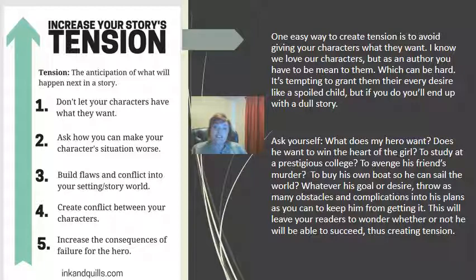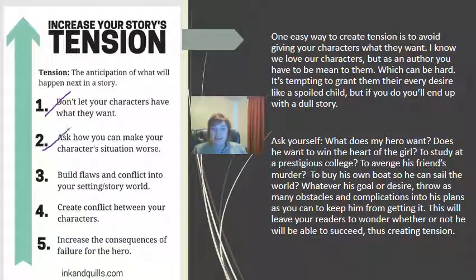Here are some ways that you can increase the story's tension. Don't let your characters have what they want. That's not real life. You've never known a person who got everything he or she wanted and everything in life was easy and there were no trials or problems, so you cannot create a short story like that.